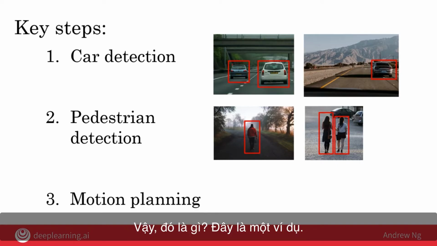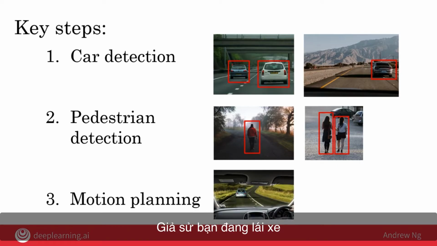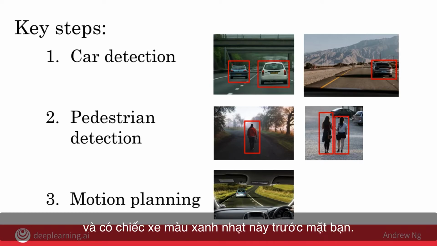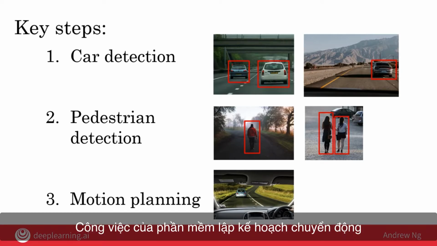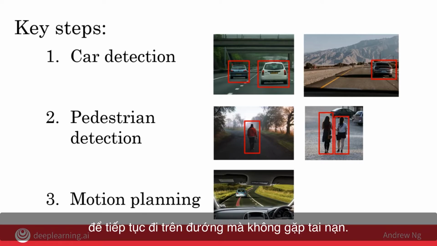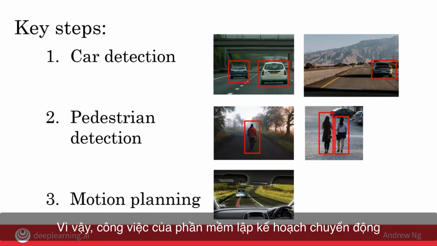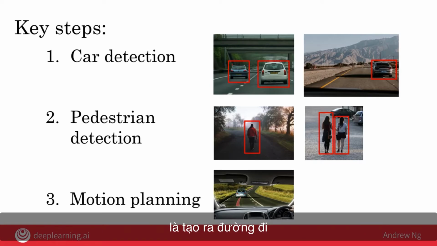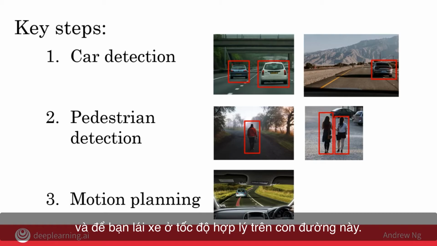Finally, I briefly mentioned a motion planning step. So what is that? Here's an example. Let's say you're driving your car and there's this light blue car in front of you. The motion planning software's job is to tell you what is the path shown here in red you should drive in order to follow the road and not have an accident. And so the motion planning software's job is to output the path as well as speed at which you should drive your car in order to follow the road. And the speed should be set so that you don't run into the other car, but you also drive at a reasonable speed on this road.